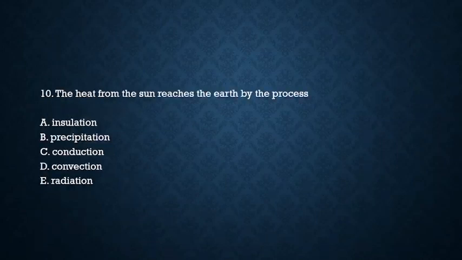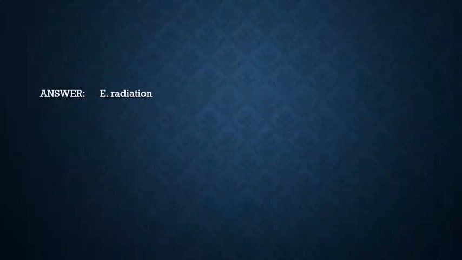Question number 10. The heat from the sun reaches the earth by the process A. Insulation, B. Precipitation, C. Conduction, D. Convection, E. Radiation. The answer is E, which is radiation.